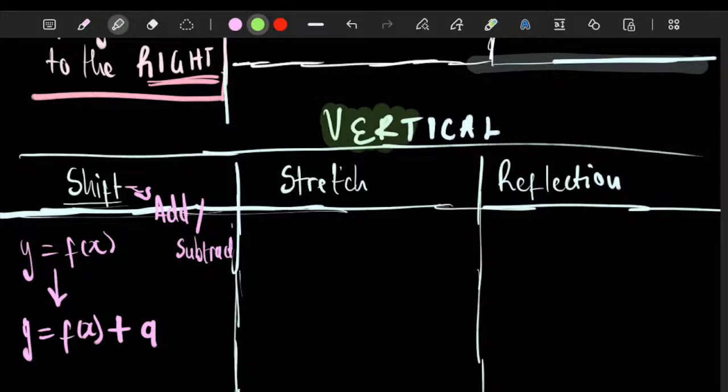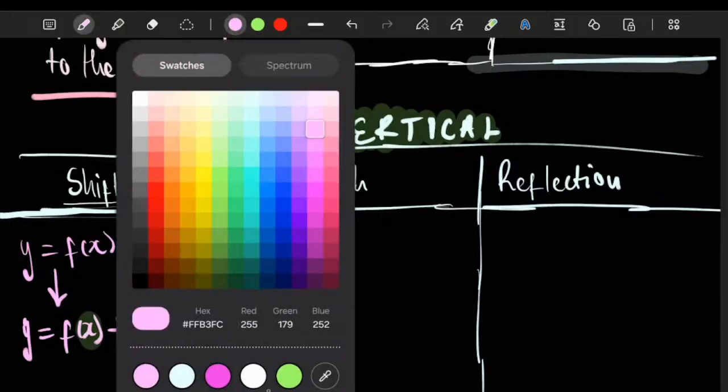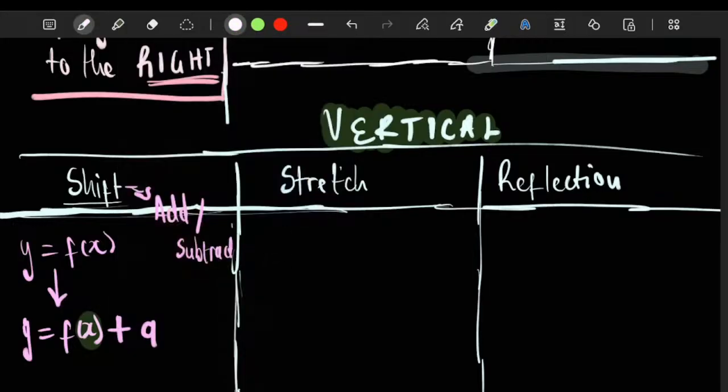If you are multiplying outside everything, outside the f of x, if you are adding outside the f of x, if you're subtracting outside the f of x, not right where x is, whatever you're doing outside, that makes it vertical. Because for stretch, you'll be multiplying as well. Everybody now knows that. For stretch, we multiply. But here, this is the original one: y is equal to f of x.